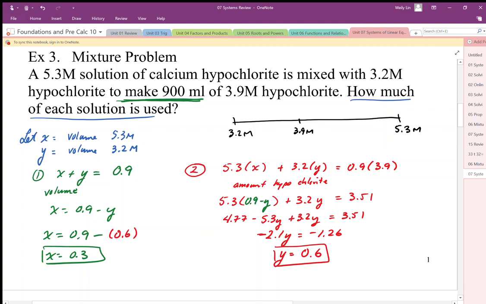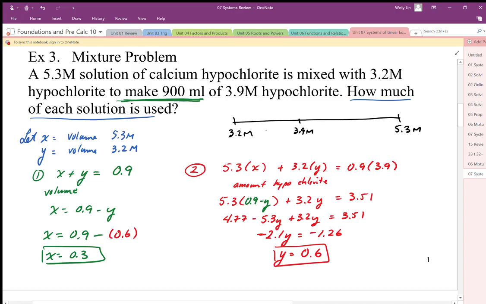Mixture problems can also be solved in a slightly different way. The solution shown here uses a system of equations, but we can solve these mixture problems using a proportion. Looking at this number line, this is our low amount, this is our high amount, this is our mixed amount. And we can solve this using the proportion by looking at these differences.